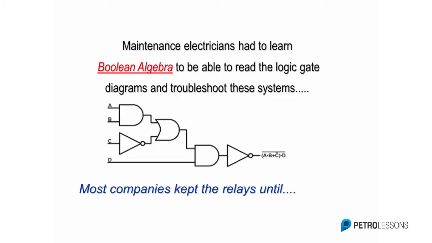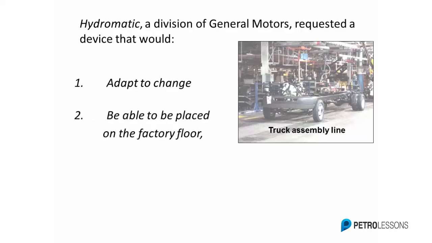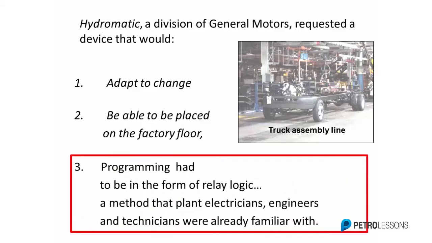Most companies kept the relays until Hydromatic, a division of General Motors, requested a device that would, number one, adapt to change, number two, be able to be placed on the factory floor, and number three, the programming had to be done in the form of relay logic, a method that plant electricians, engineers, and technicians were already familiar with.